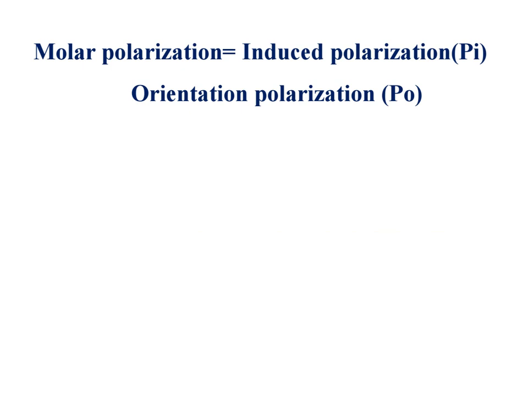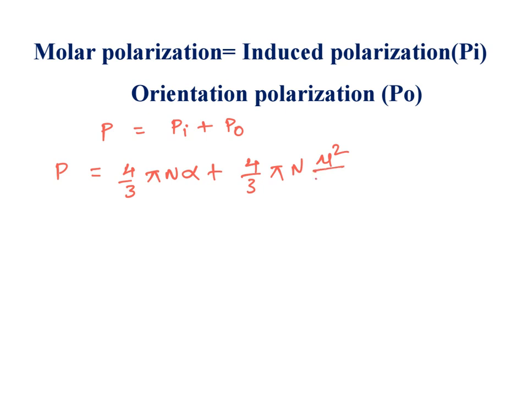Let's take the total polarization of the polar molecule, P equal to Pi plus P0. The induced polarization is given by Clausius-Mossotti as 4 by 3 pi n alpha, where alpha is the polarizability of the molecule, and the orientation polarization is given by Debye, that is equal to 4 by 3 pi n mu square by kappa, the Boltzmann constant, into temperature.